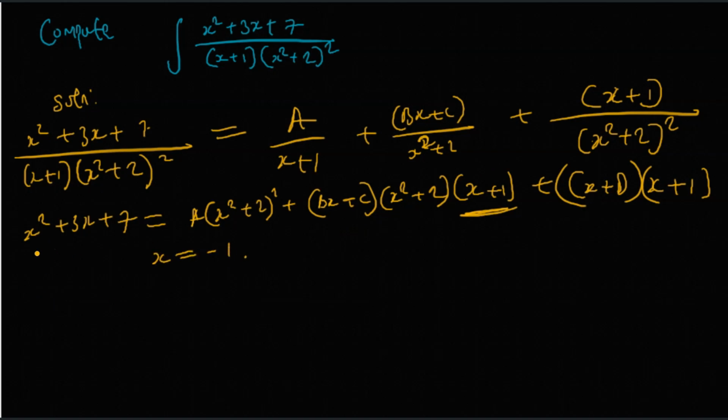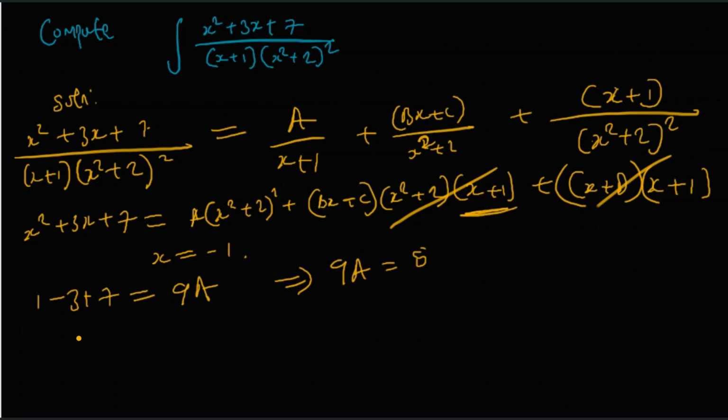In this case, this will have 1 minus 3 plus 7 being equal to 1 plus 2 is 3, all squared is 9, so that is 9A. And notice that both of these terms vanish altogether. So that will give us that 9A is equal to 5, because 1 minus 3 plus 7 gives 5. So that means that A would be 5 over 9.